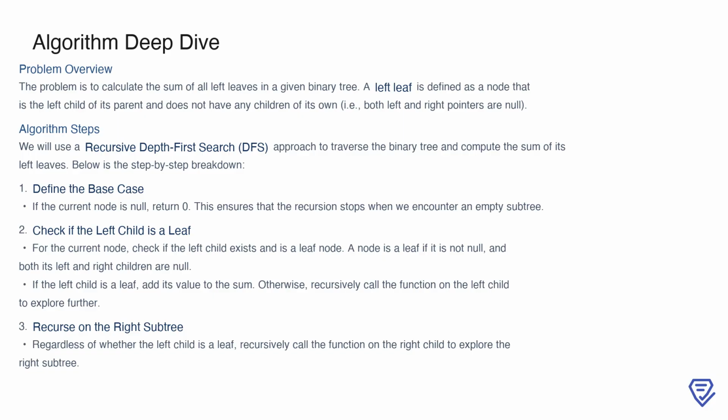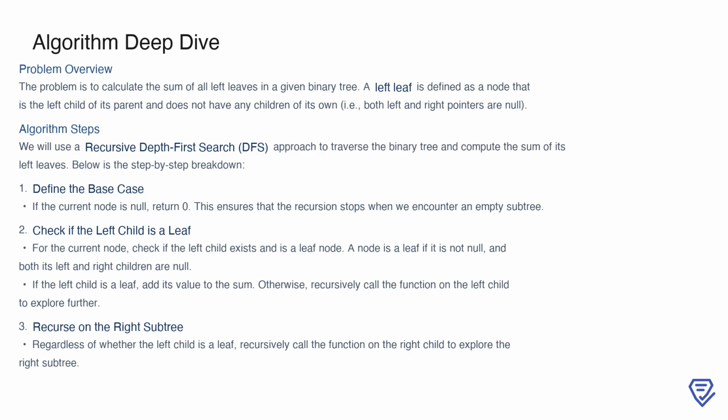The algorithm begins with a base case. If the current node is null, we simply return 0. This ensures that we handle empty subtrees cleanly without performing unnecessary computations. Next, for any given node, we check if its left child is a leaf.